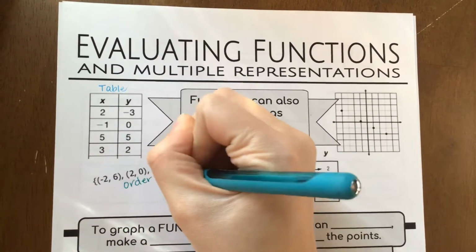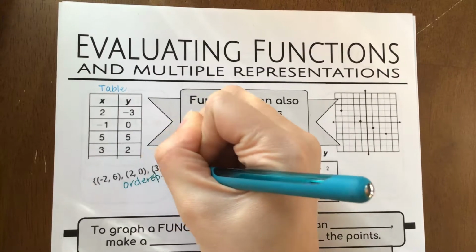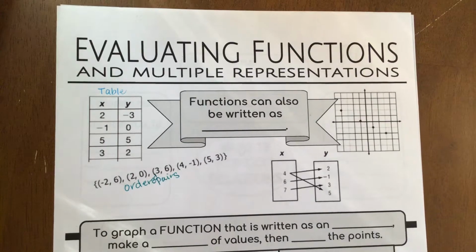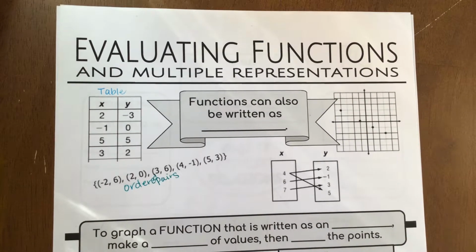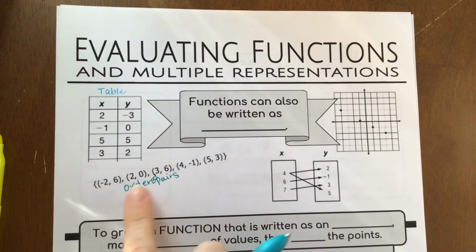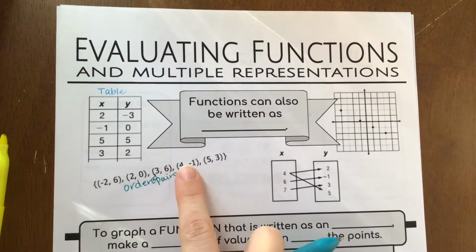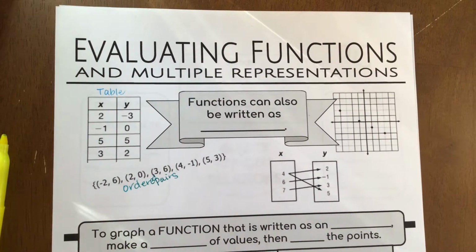which are these lists. So ordered pairs are just the coordinates of the points listed. This one is a function. Remember we talked about that last Friday. None of those x values repeat, so it is a function.